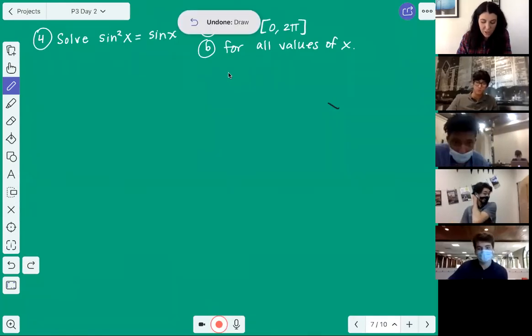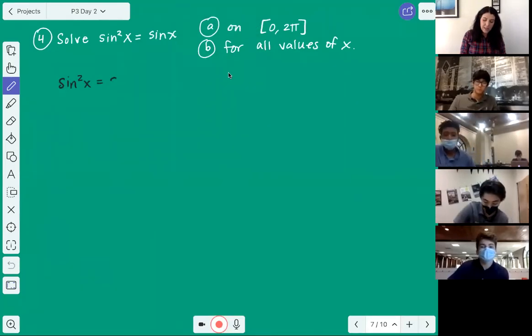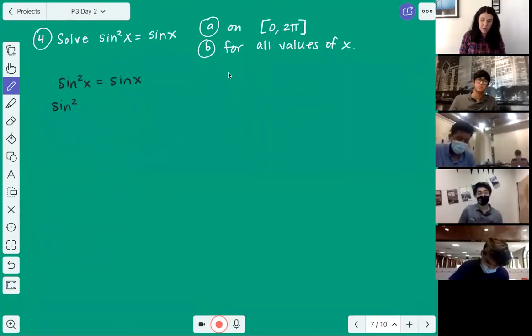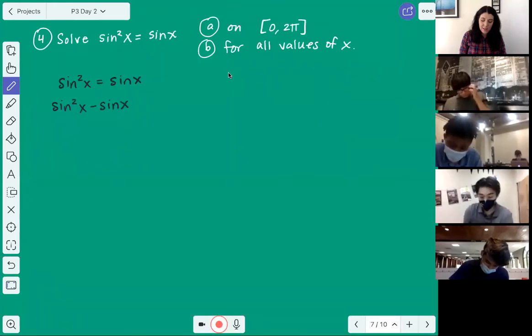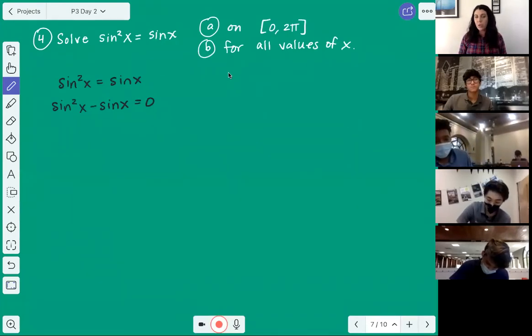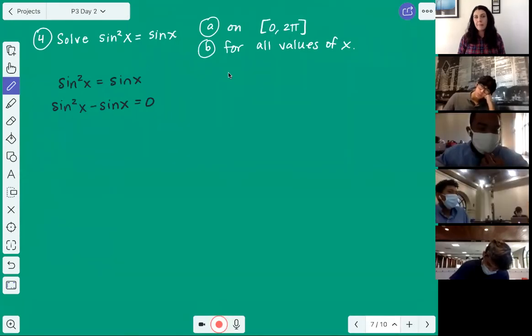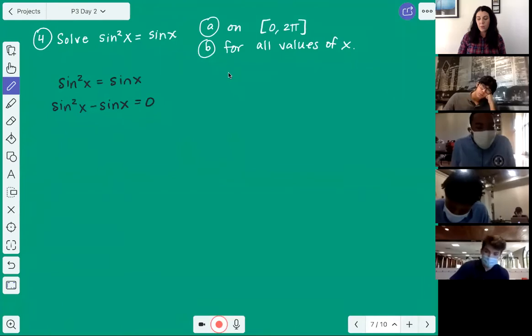So as our first step here, we have sine squared x is equal to sine x. I'm going to subtract sine x over. So I'm going to get sine squared x minus sine x is equal to 0. Now I have a sine x in both of those terms. So what can I do with that, Elijah? What can I do next? I think we can maybe change the sine squared x.